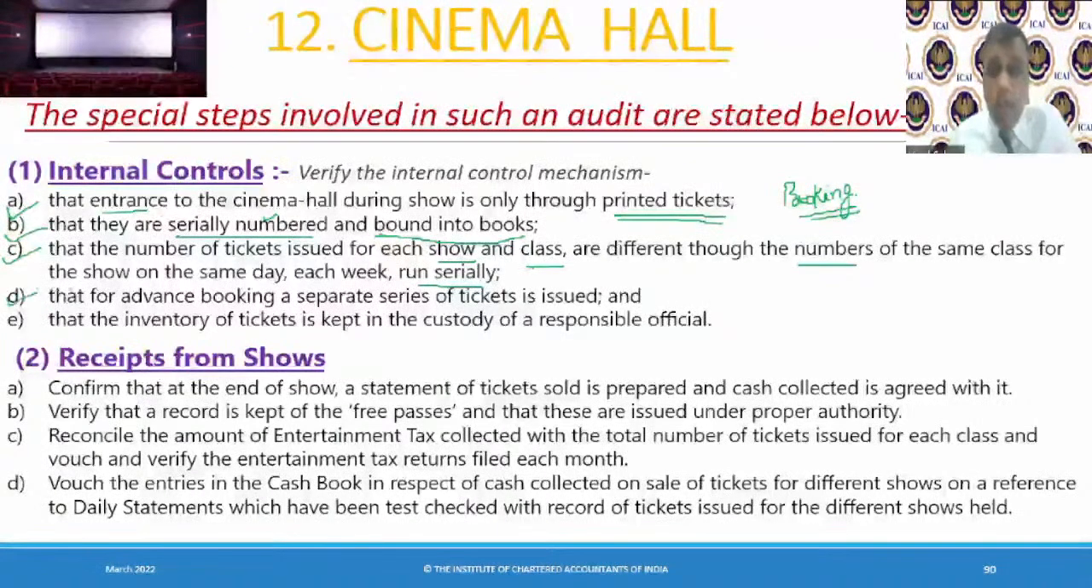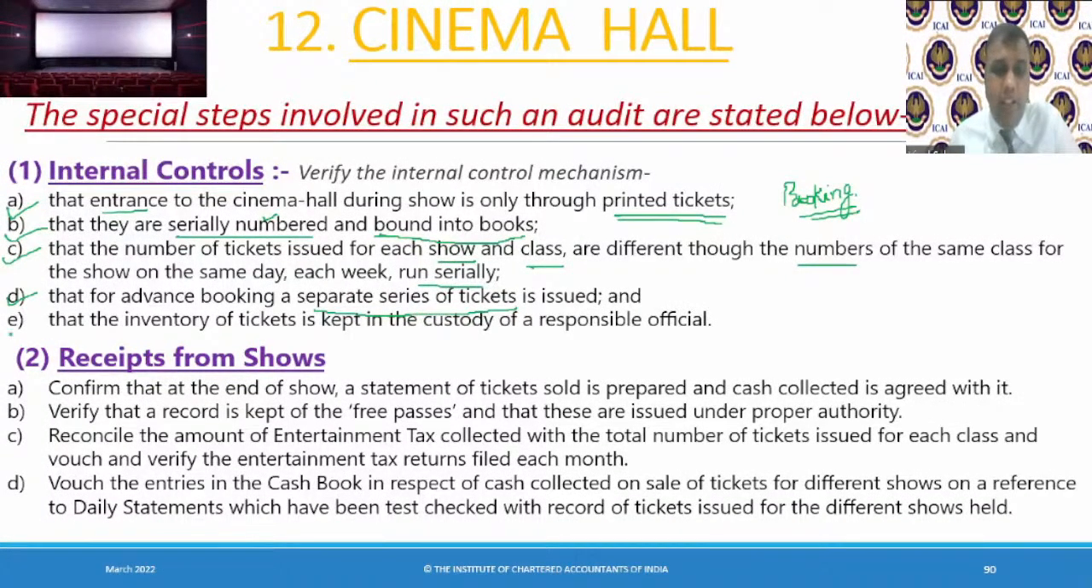That for advance booking, a separate series of tickets is issued. For example, we buy online or we book in advance for an after 3-day show, or somebody goes there and gets the ticket booked. We usually book the tickets online these days.